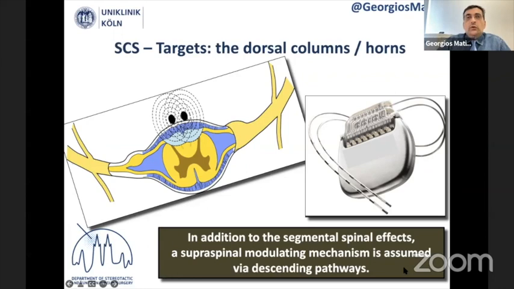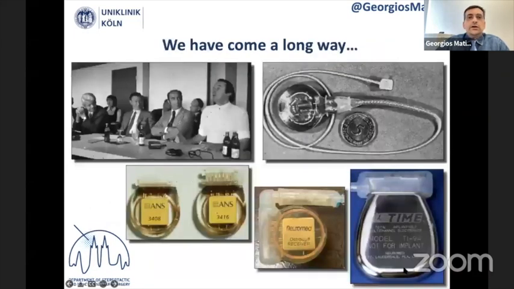How does it work? Nobody knows with certainty, although this is an FDA-approved therapy and a really old therapy. There are segmental spinal effects, but there is also a supraspinal modulating mechanism via descending pathways. There are many basic research articles published. You can find all of them in PubMed. There are many mechanisms. There are many hypotheses, but we cannot be 100% sure about this action. And this is why we need different types of stimulation.